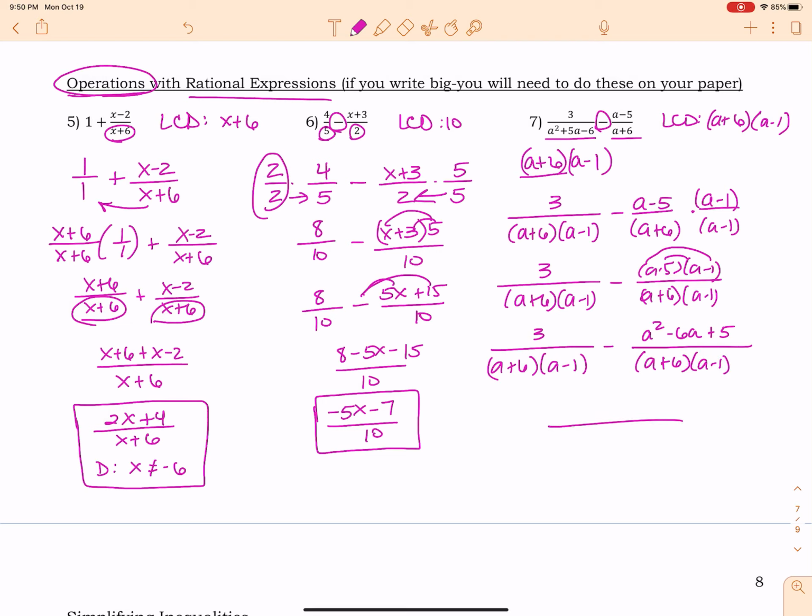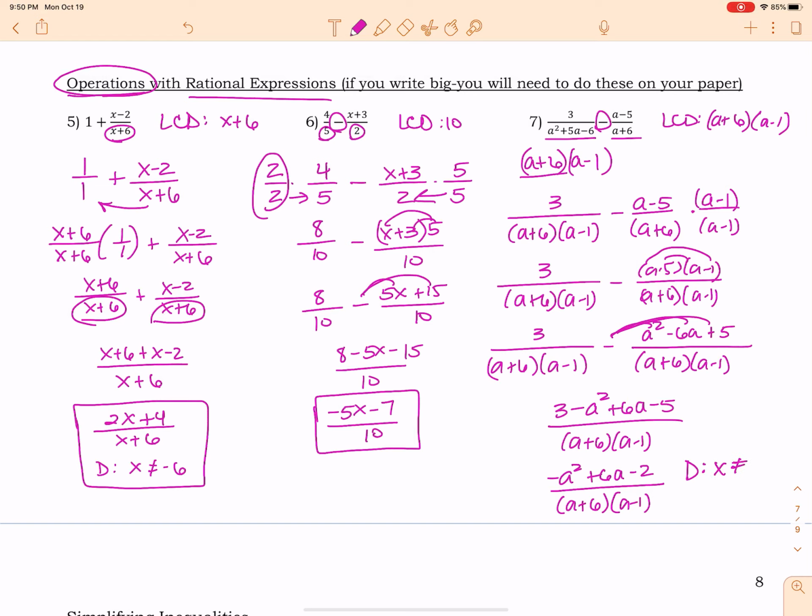Okay, I can write this all in one fraction now. 3 minus, this negative gets distributed to everything. Now I tidy it up: negative a squared plus 6a minus 2. All right, my domain restrictions: a can't be negative 6 or positive 1.